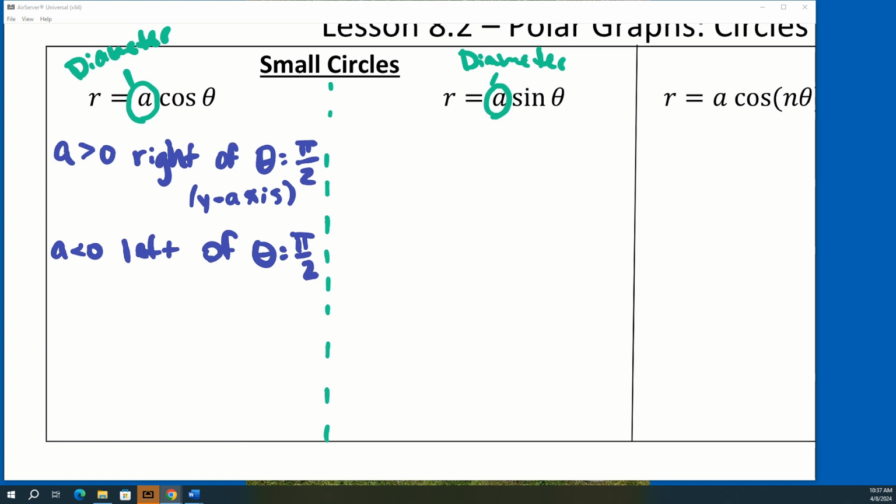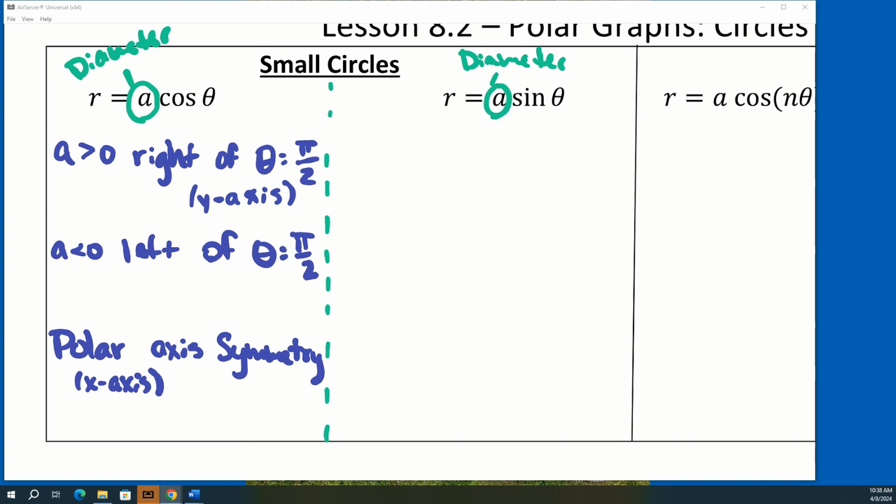And then all of these graphs are symmetric. The ones with cosine have polar axis symmetry. The polar axis, if we're thinking about rectangular coordinates, is normally what you would think of as the x-axis. But since we don't have x's and y's, it's called the polar axis. So if you folded it or flipped it on that axis, the circle would flip right on top of itself.